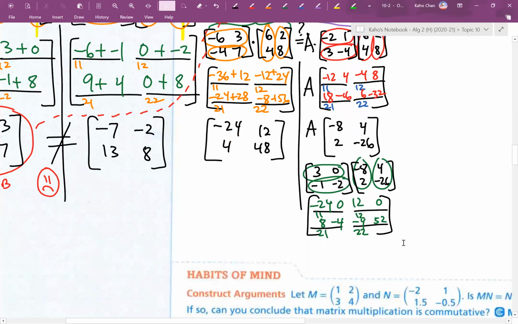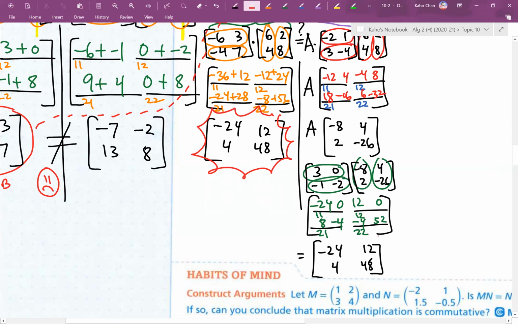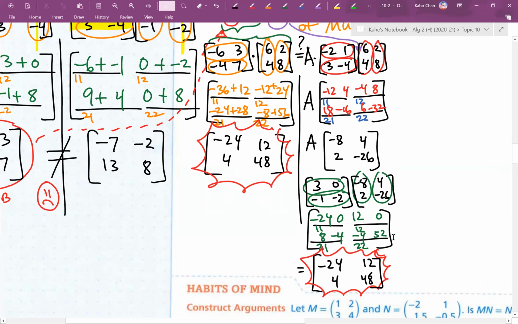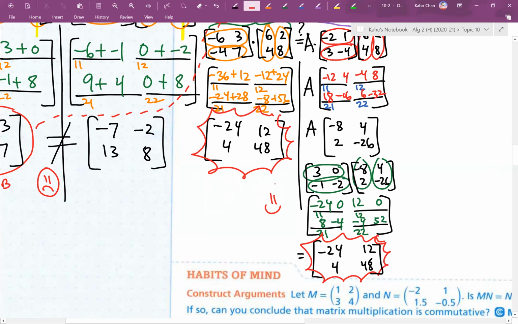What is this black magic? I don't know. What do we get here? Negative 24, 12, 4, and 48. Ding, ding, ding. No way, it worked. Spectacular. So the associative property of multiplication works with the 2 by 2 right there. So that's a yay. Smiley face. Let me zoom back out.